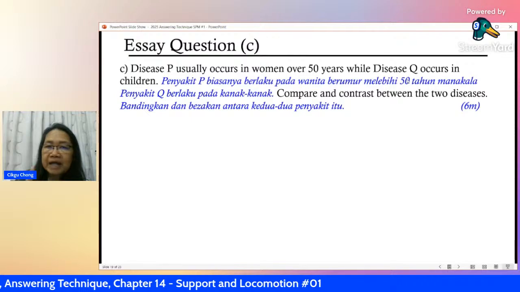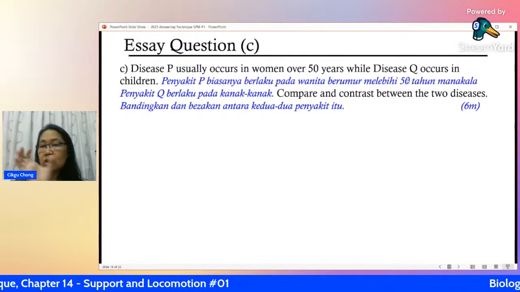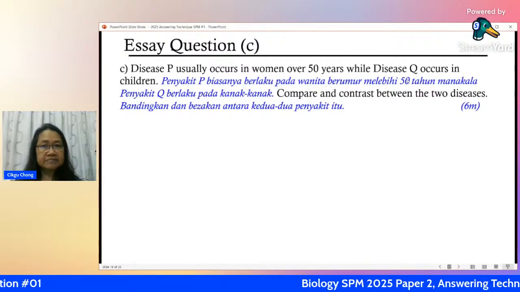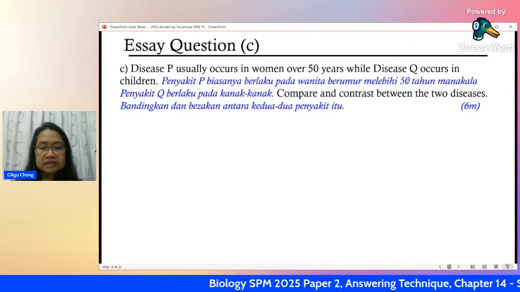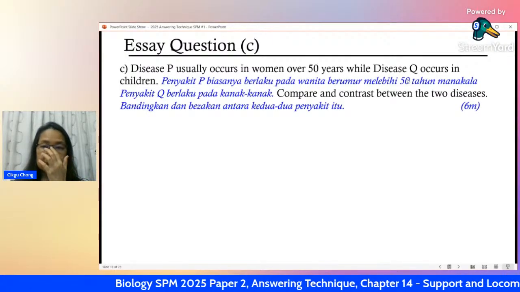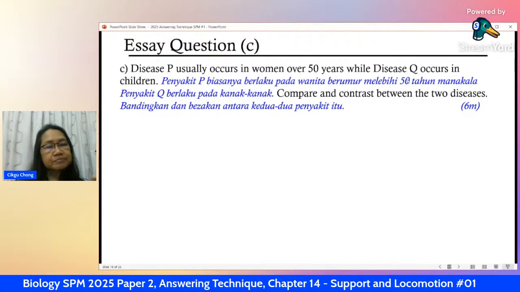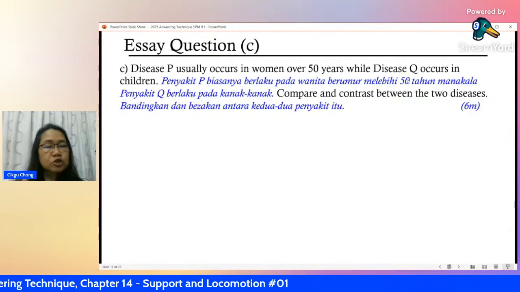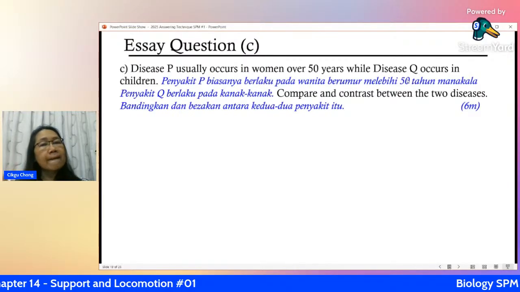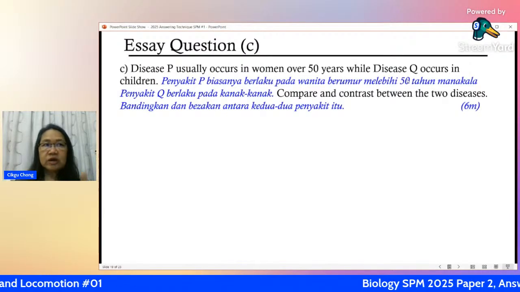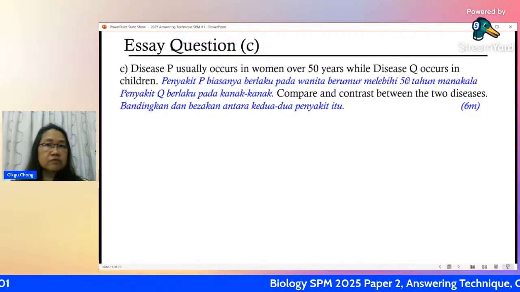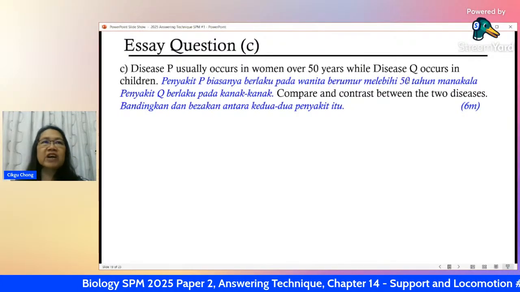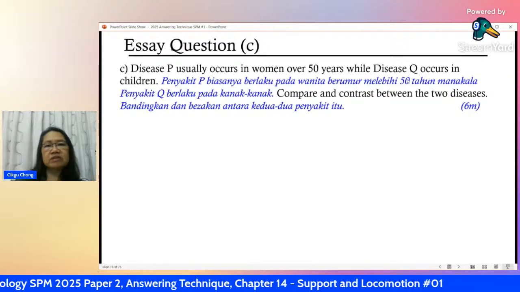Okay, compare and contrast between the two diseases. This one compare and contrast, you need to talk about similarity and differences together. Both, you have to write both. 6 marks. Okay, so 6 marks, sometimes people think, does it mean 3 and 3? 3 similarity and 3 differences? Not necessarily. Usually differences will have more. Similarity will have less. So as long as you have 1 or 2 points for similarity, you leave the other points for differences. You are not able to find 6 points or 5 points of similarity. Quite impossible.